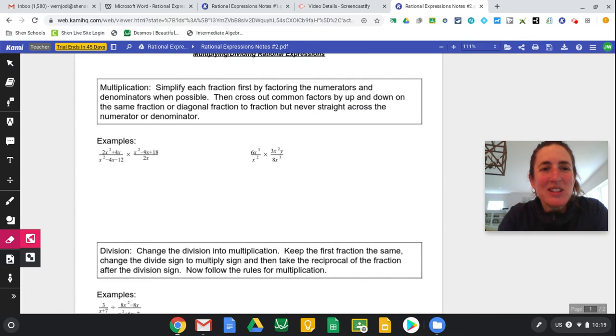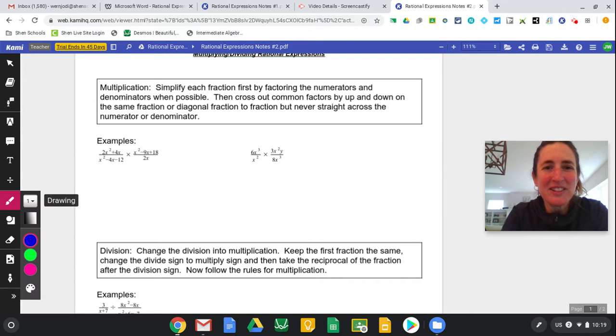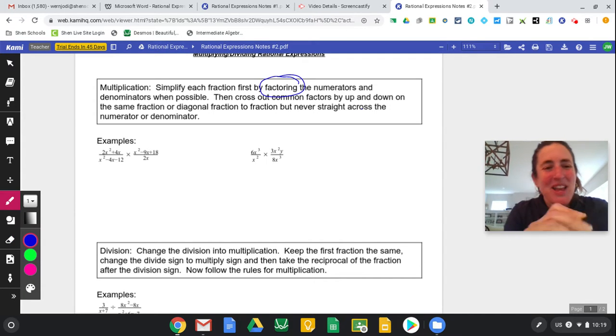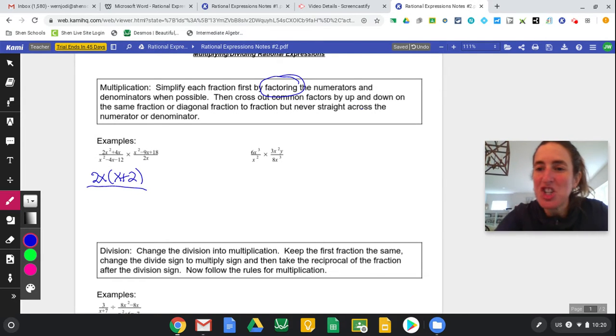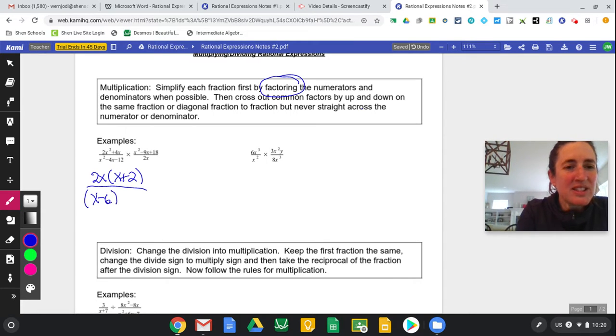Okay, so first it says, simplify each fraction first by factoring. Oh, we love factoring, friends. Factor the numerators and denominators in both fractions. Okay, so 2x squared plus 4x. I'm going to take out a 2x on the top, and it's x plus 2 left after I've GCF factored that. Next, I'm going to look at that trinomial, and I'm going to say what two numbers multiply to 12 but add to -4, and that's going to be x minus 6 and x plus 2.